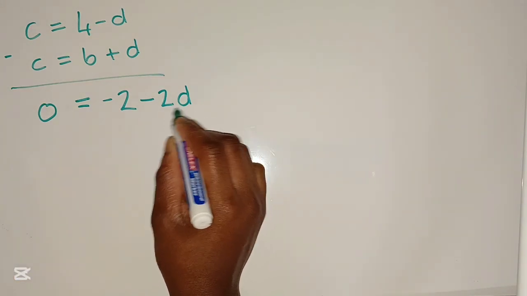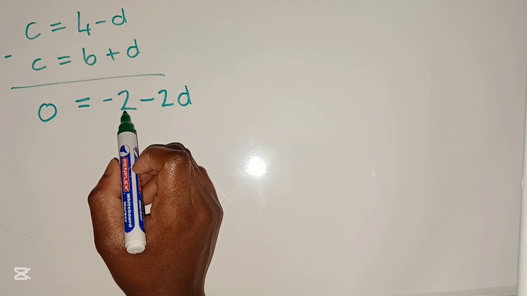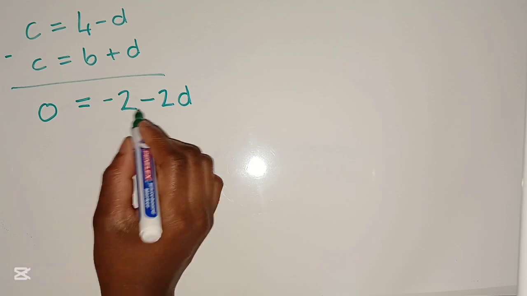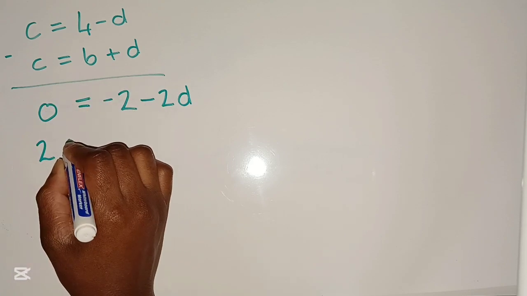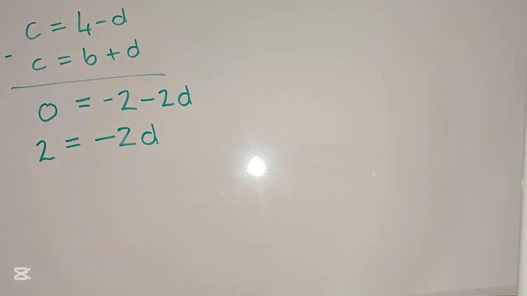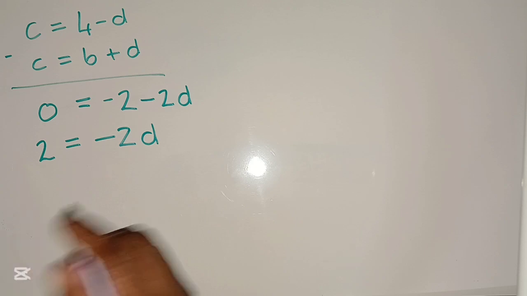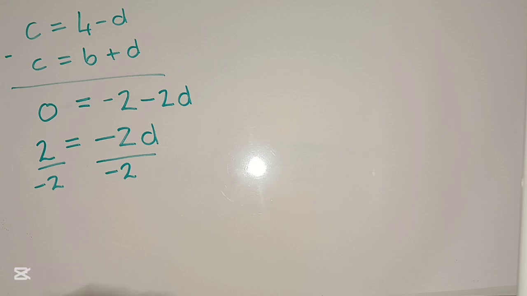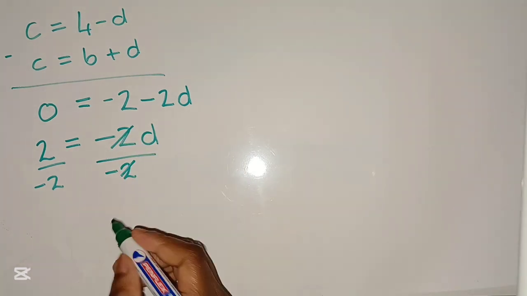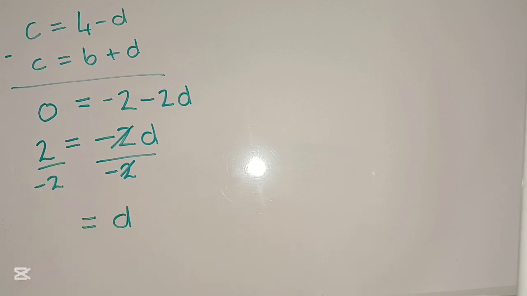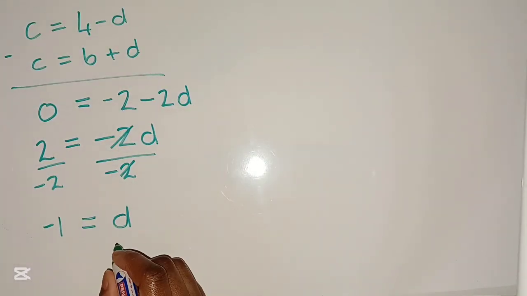The next step is to isolate my variable. So I'm going to move my negative 2 to the other side of the equal sign, and the sign also changes. So I move it this side, it becomes positive 2. The negative 2D stays there. I'm not done yet. I still have to isolate my variable by dividing both sides by negative 2. These two cancel out. My D comes down as it is. 2 divided by negative 2 will give you negative 1. So the value of D in this equation is negative 1.